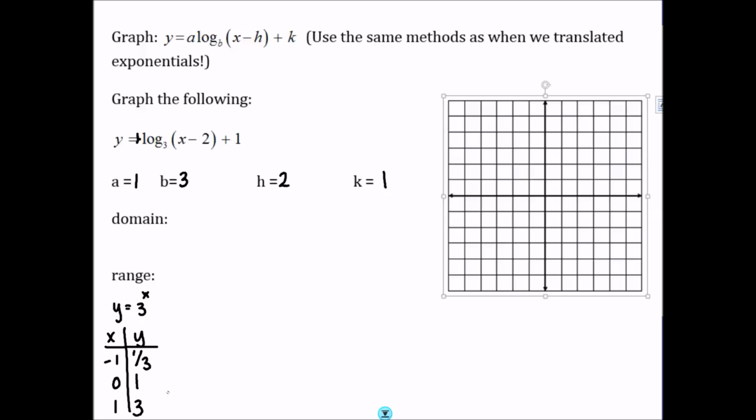Now, we know that exponentials and logs are inverses, and with inverses you switch the x and y. So if I'm looking for the t-chart for y equals log base 3 of x, I'm just going to switch the x's and y's.